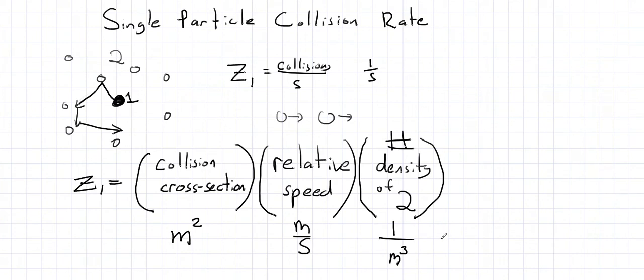So if we multiply these together, we can see that meters squared and meters are going to cancel meters cubed down here, and we end up with units of 1 over second, and that's what we want. So all we have to do is come up with expressions for each of these terms, and we'll have an equation for the collision rate.